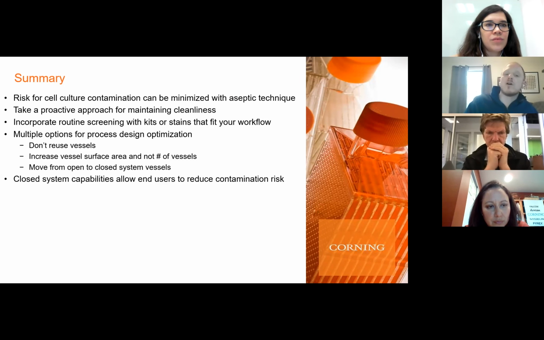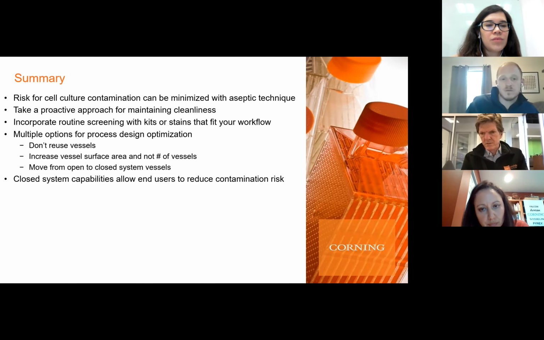And there's also multiple options for designing a more optimized process to reduce the risk of contamination, such as not reusing your vessels, increasing the vessel surface area and not number of vessels, and moving from an open to a closed system. And we'd be happy to talk to you more about some of those closed system capabilities.